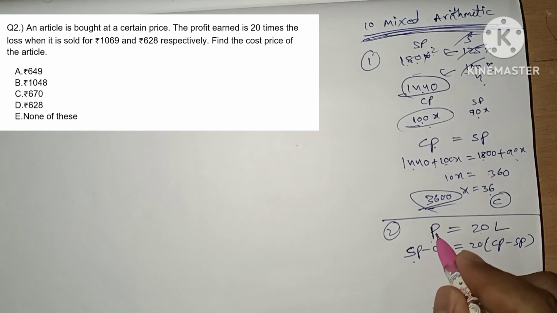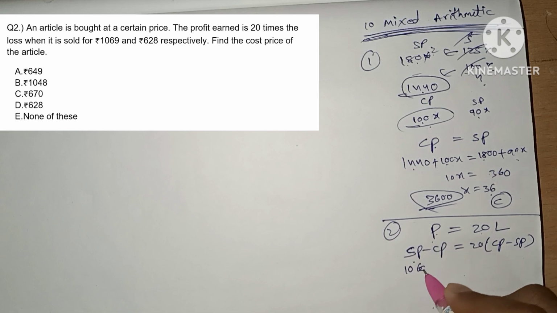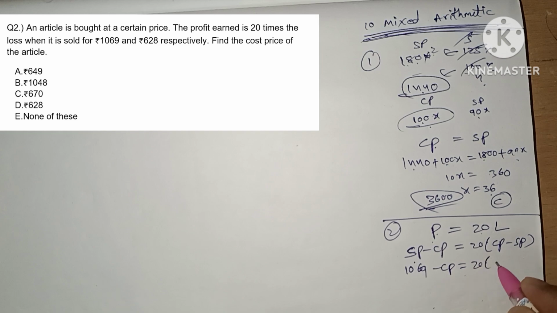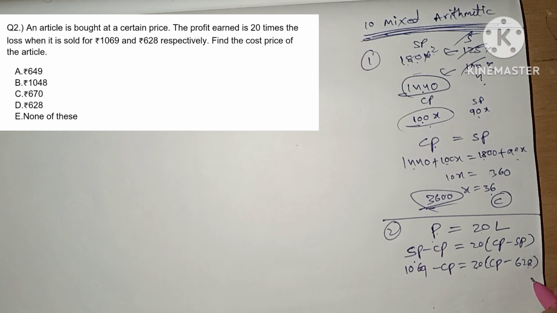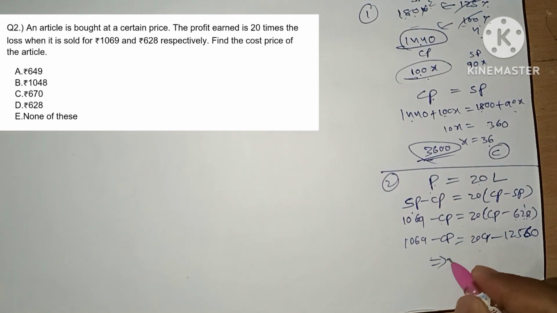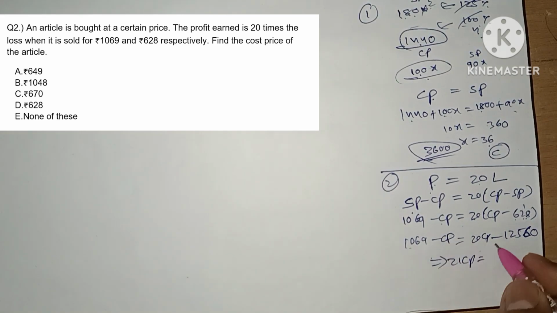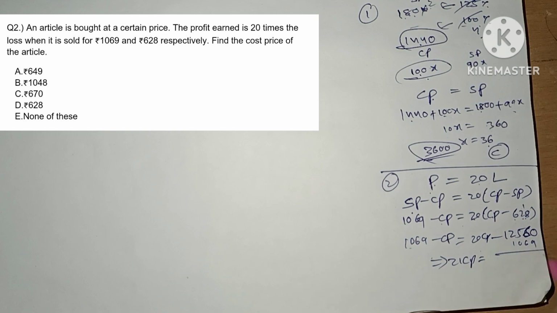So here the selling price is given. First one, profit, at profit the value of selling price is 1069 minus CP equals 20 into CP minus another selling price, 628. So 2 8 times 16, 2 2 times 4 5, 2 6 times 12, 12560. This is 20 CP. Here we have minus CP, 1069. So we have 21 CP equals this sum. So 1069 plus 12560 gives 13629.